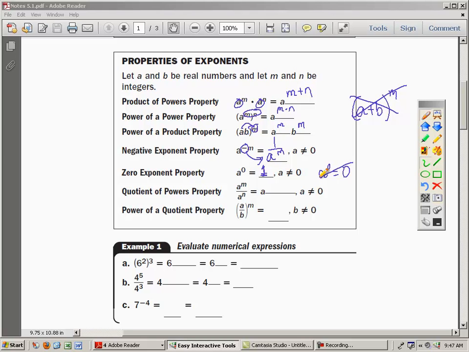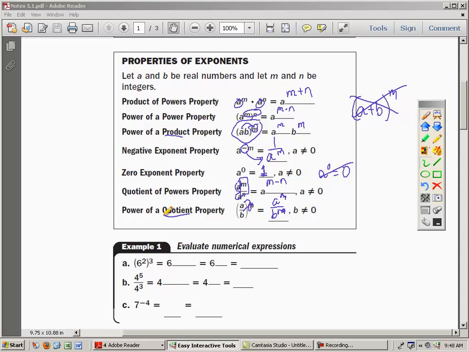Quotient of powers property says that anytime we have the same base and we have these exponents here, we would take that to a to the m minus n. We subtract the exponents. Again, the bases have to match. And then finally, the power of a quotient property says that this is a to the m power over b to the m power. So both things get raised to the m power, both top and bottom. And I know that's a little messy and hard to read, but basically they both get an m power. So it looks kind of like the power of a product. Power of a product and power of a quotient look an awful lot alike, and they really should.